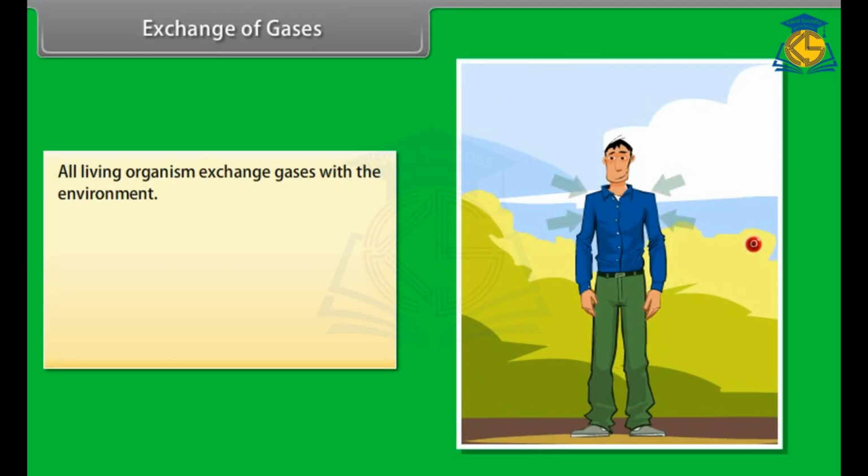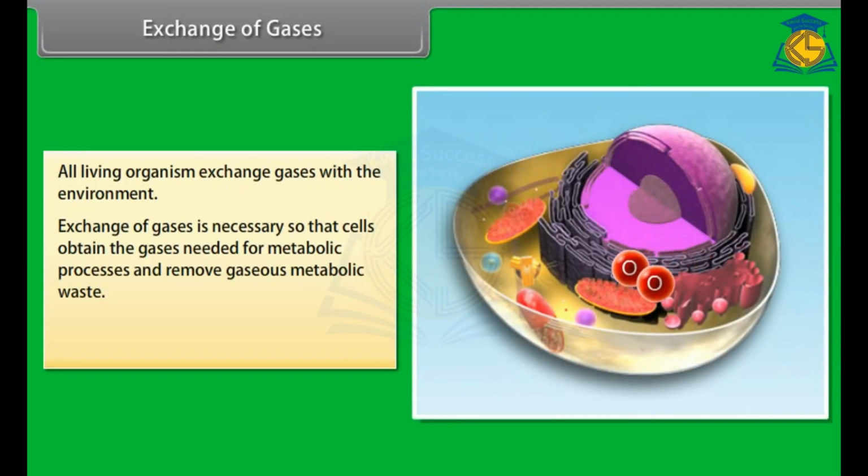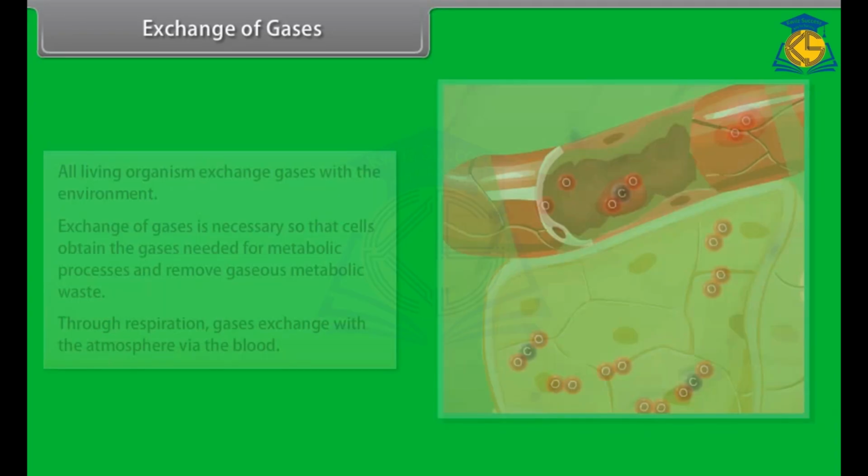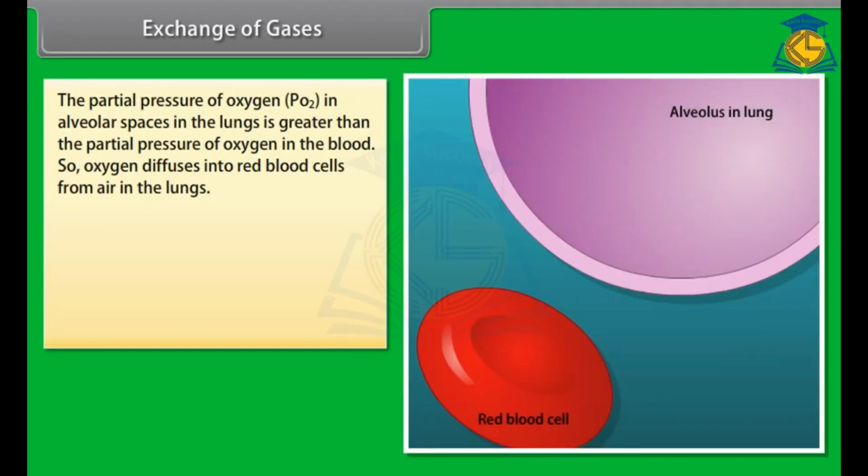Exchange of gases. All living organisms exchange gases with the environment. Exchange of gases is necessary so that cells obtain the gases needed for metabolic processes and remove gaseous metabolic waste. Through respiration, gases exchange with the atmosphere via the blood. The partial pressure of oxygen in alveolar spaces in the lungs is greater than the partial pressure of oxygen in the blood.